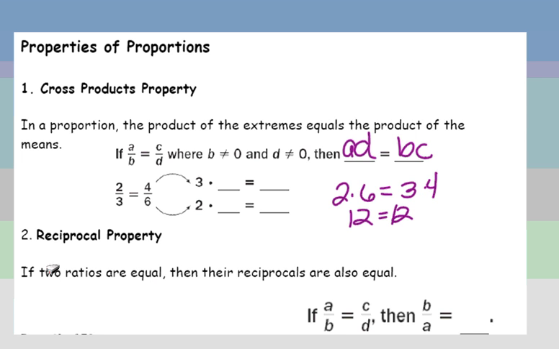Right. Then there's also a reciprocal property, which states if two ratios are equal, then their reciprocals are also equal. So if A over B equals C over D, then B over A equals D over C. I can flip them both, and they will still be equal. There will still be a true proportion.